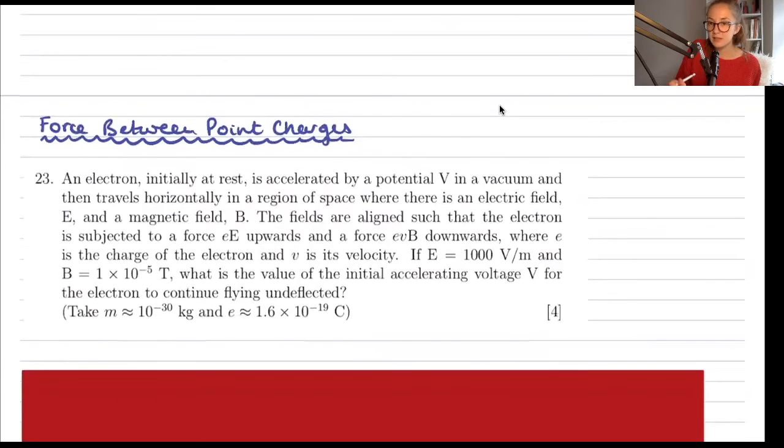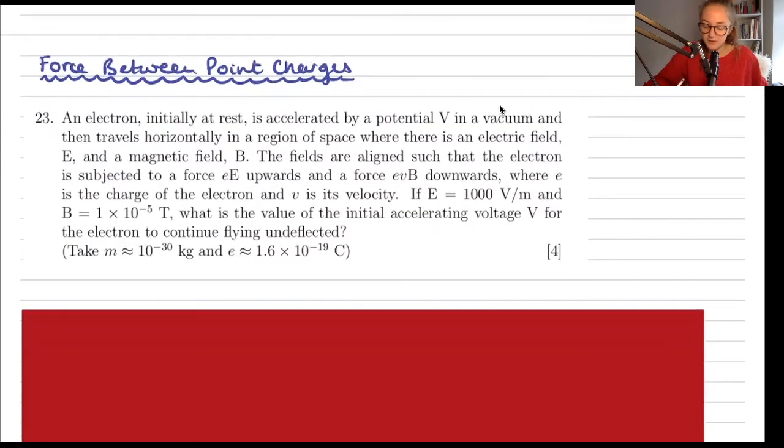So this next part of the syllabus moves on a little bit from circuitry and is talking more about electrostatic forces and the forces between point charges. So this question says, an electron initially at rest is accelerated by a potential V in a vacuum and then travels horizontally in a region of space where there is an electric field, E, and a magnetic field, B. The fields are aligned such that the electron is subjected to a force eE upwards and a force evB downwards, where e is the charge on the electron and v is its velocity.